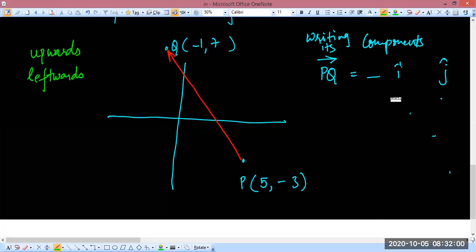Aren't we taking from Q to P? No, we are taking from P to Q. Look at this. What is the meaning of this? We are taking from P to Q, right? I hope everyone understood that.